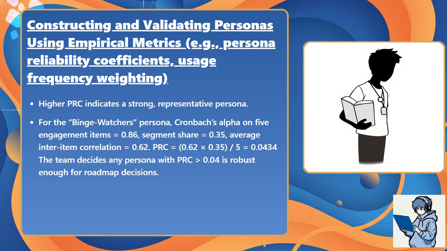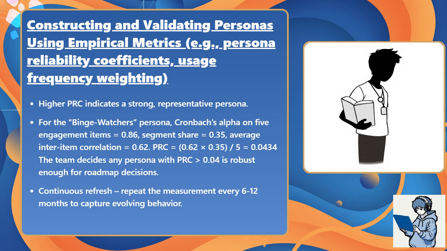For the binge watcher persona, Cronbach's alpha on 5 engagement items equals 0.86, segment share equals 0.35, average inter-item correlation equals 0.62. PRC equals 0.62 times 0.35 divided by 5 equals 0.0434. The team decides any persona with PRC greater than 0.04 is robust enough for roadmap decisions. Continuous refresh: repeat the measurement every 6 to 12 months to capture evolving behavior.